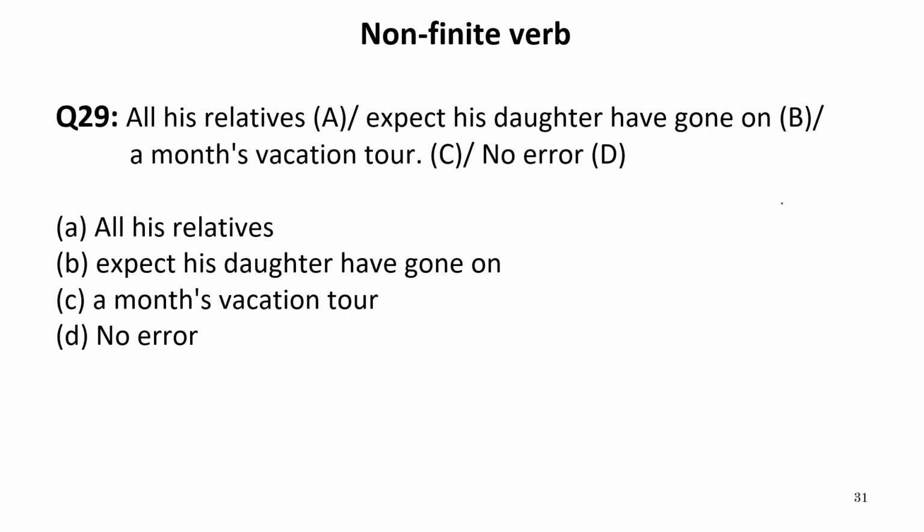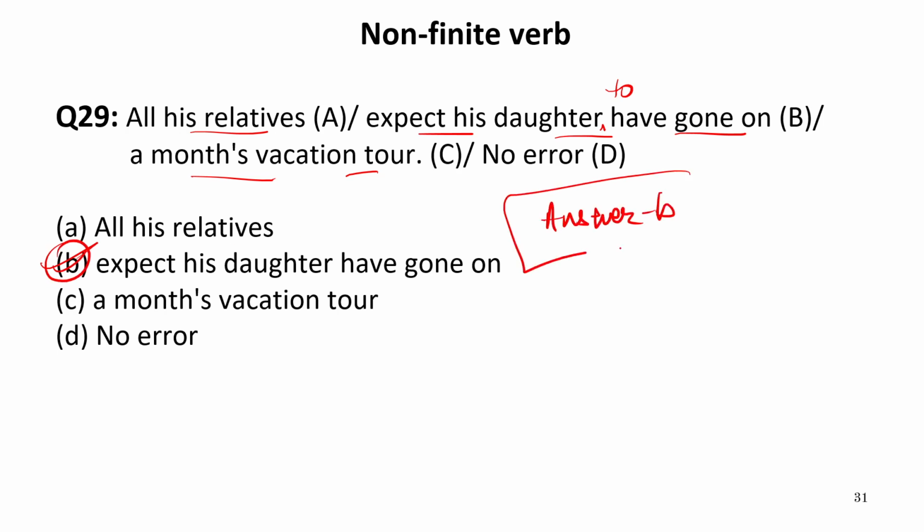Now let us move to the next one. All his relatives expect his daughter have gone on a month's vacation too. So expect his daughter have gone should be replaced with to have gone. We should have the preposition to over here. It requires an infinitive form of verb. So the error is in part B. So our answer is B. So the correct sentence will be all his relatives expect his daughter to have gone on a month's vacation tour.